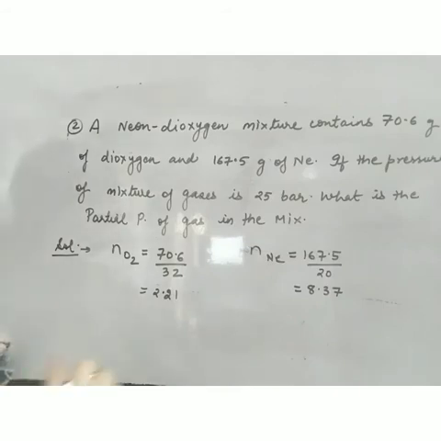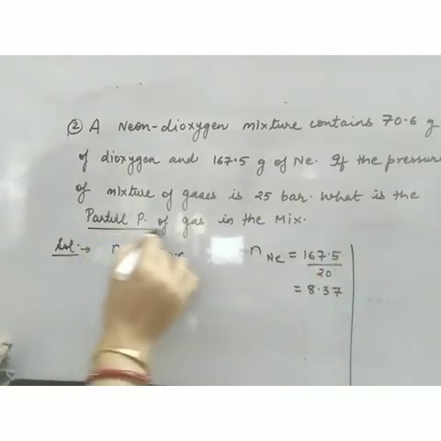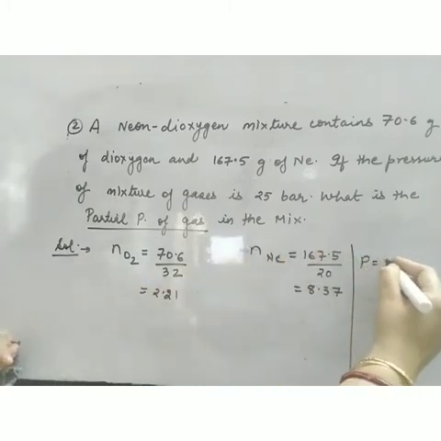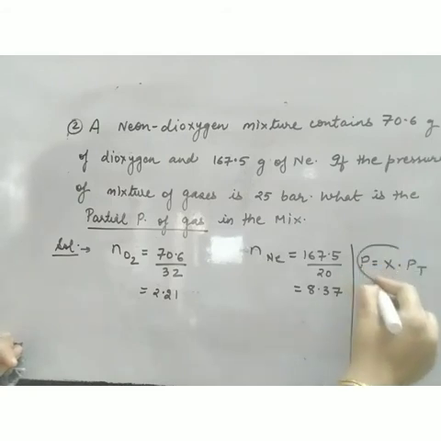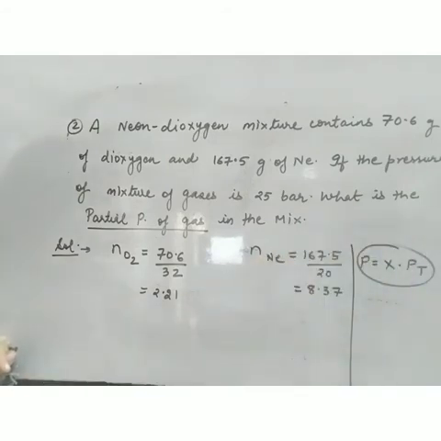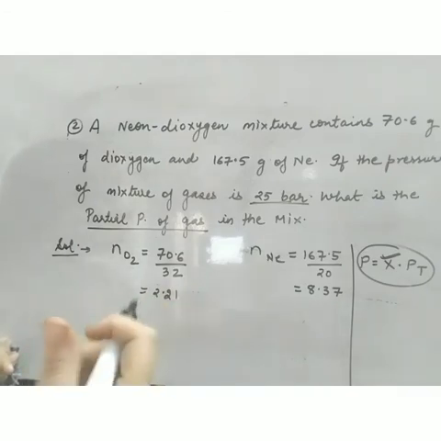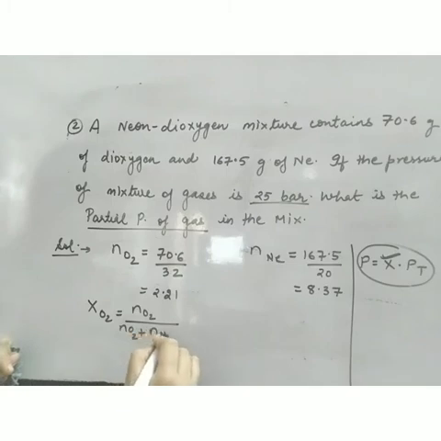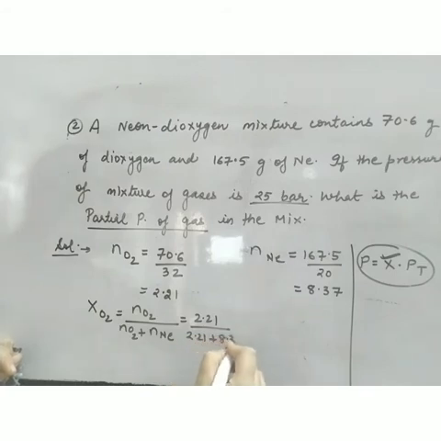Now we know the formula that from Dalton's law we can calculate the partial pressure of each gas. What is the partial pressure of each gas? It is mole fraction into P total. Total pressure is 25 bar, we know, but we have to calculate the mole fraction. And mole fraction is nothing but the ratio of number of moles. So we'll calculate mole fraction of oxygen: number of moles of oxygen upon number of moles of oxygen plus number of moles of neon. So it is 2.21 upon 2.21 plus 8.37.